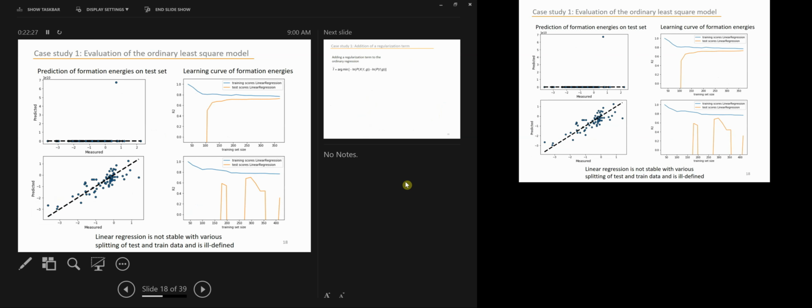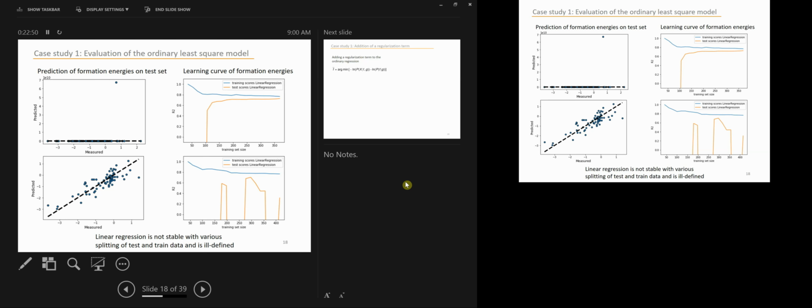So after creating this model, I went ahead and used it to model my formation energies and predict the test set later on. Here on the left, you see on the y-axis we have the predicted values from machine learning, and on the x-axis we have the actual formation energies.